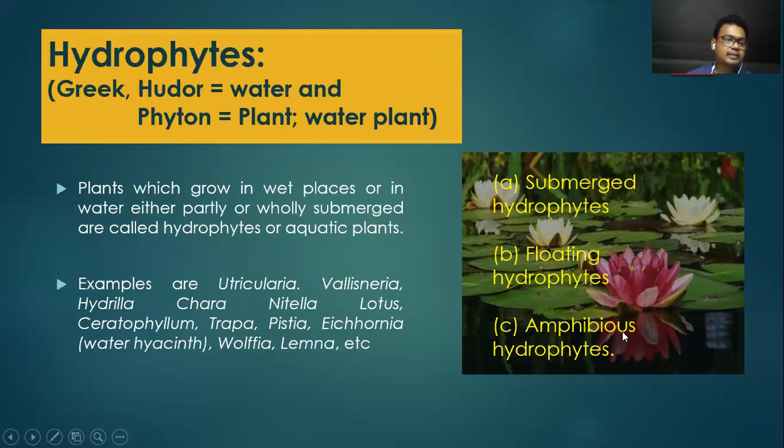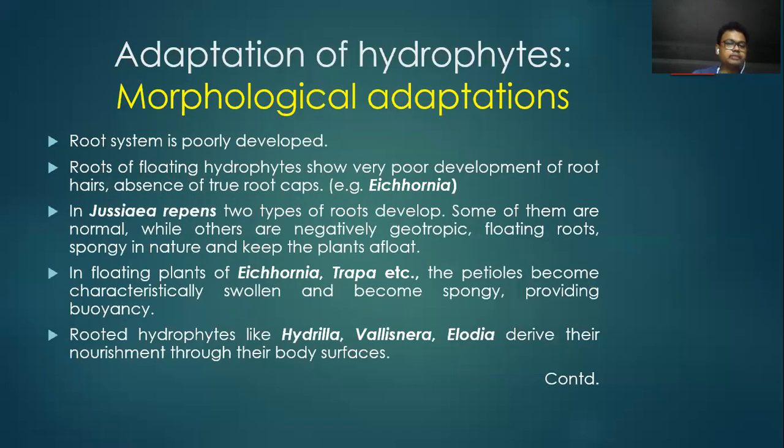So let's come to the different adaptive characters of hydrophytes in the sense of morphological, physiological, and anatomical patterns. Let's talk about the morphological adaptation of hydrophytes. Morphology means the outer expression of the plant, that is, the outer characteristic features of the plant, which is known as morphological adaptation.